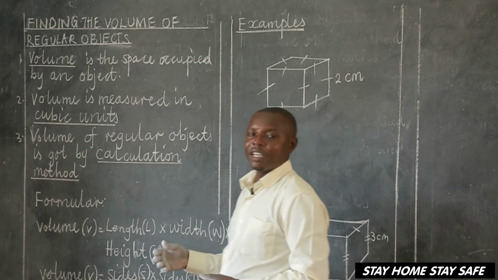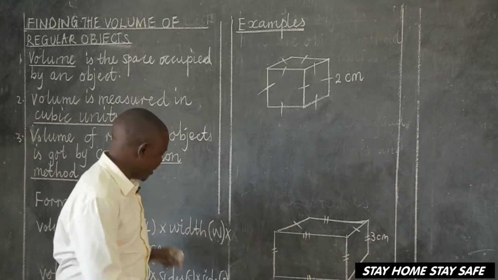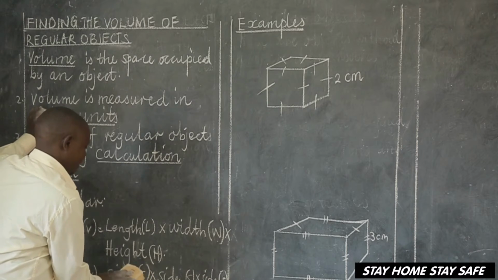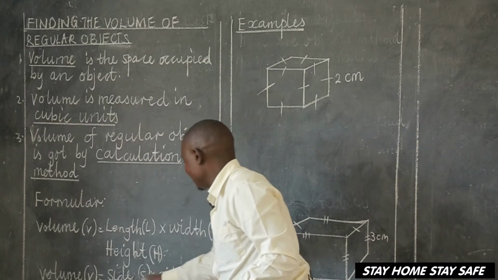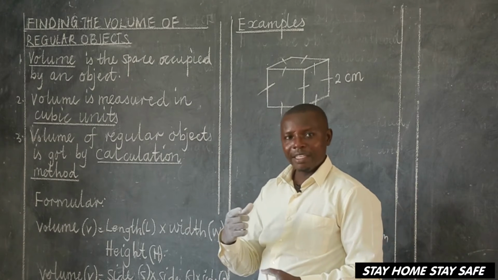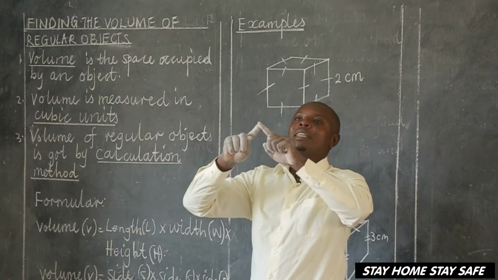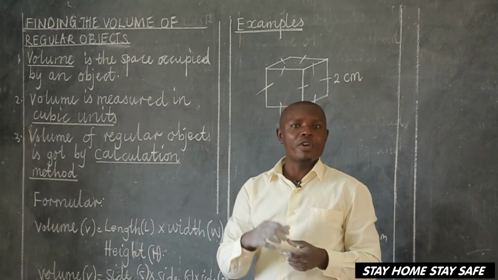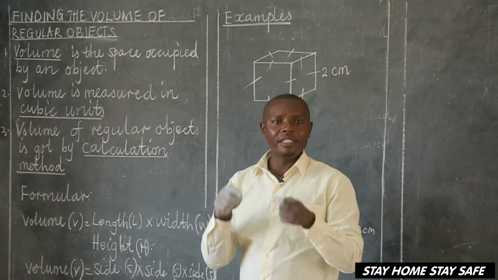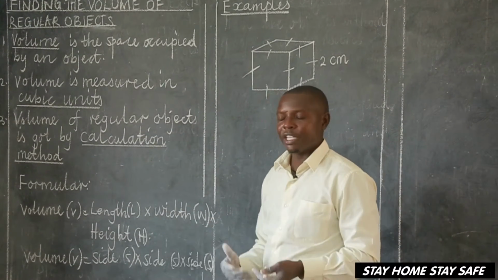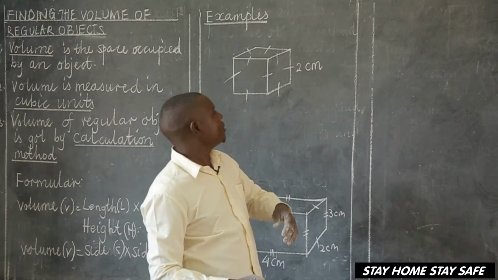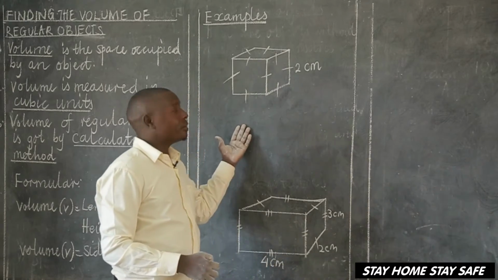Why do we say side times side times side? Because a cube has sides that each make a square, and we know squares have all sides equal. So we don't know which side is the length and which side is the width. Now, I want us to look at an example.